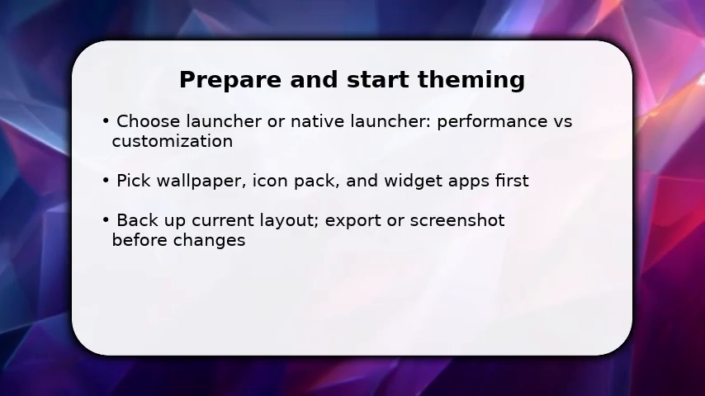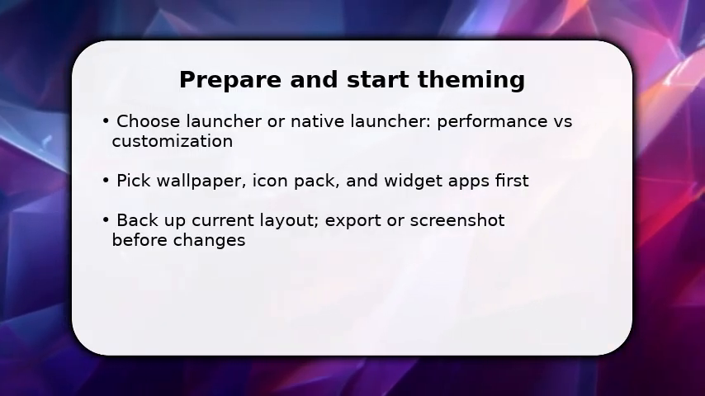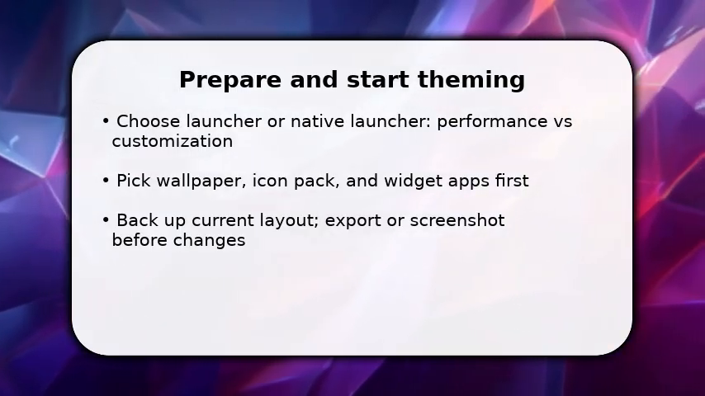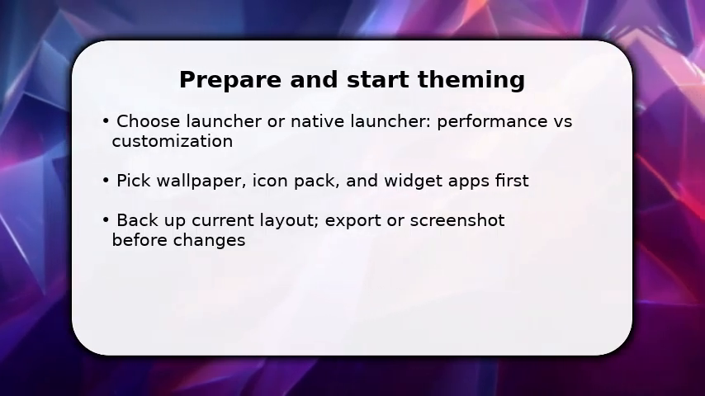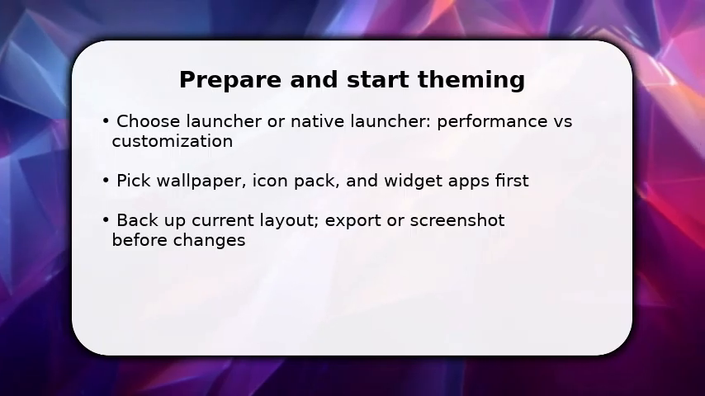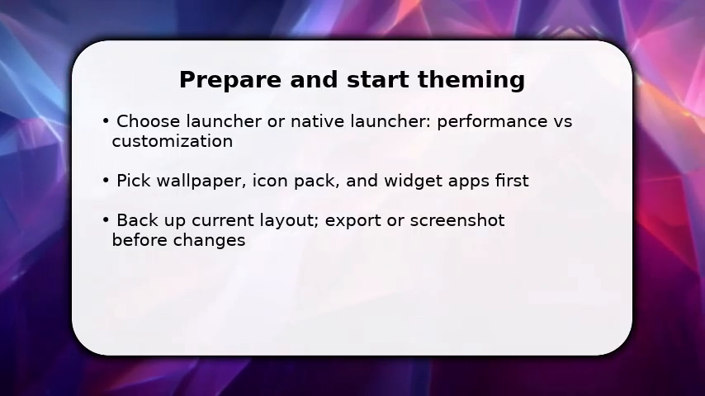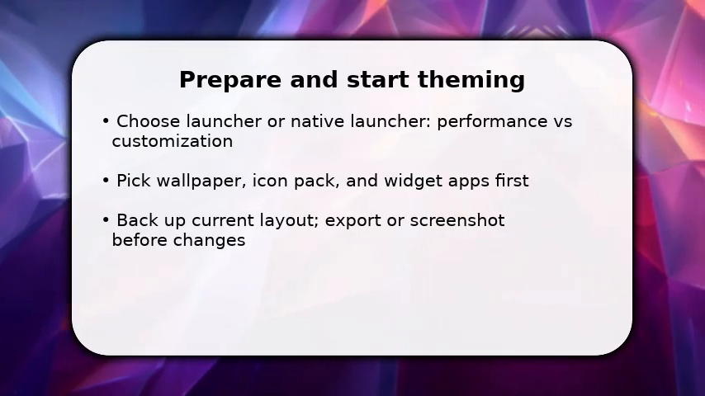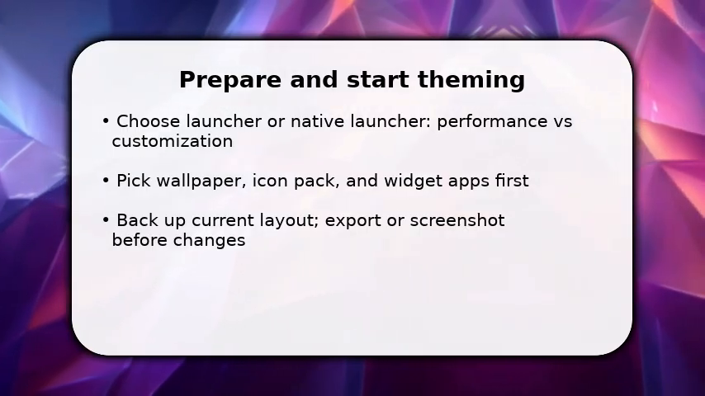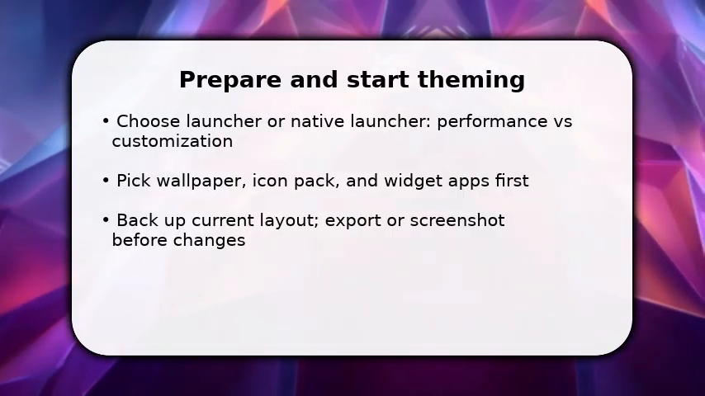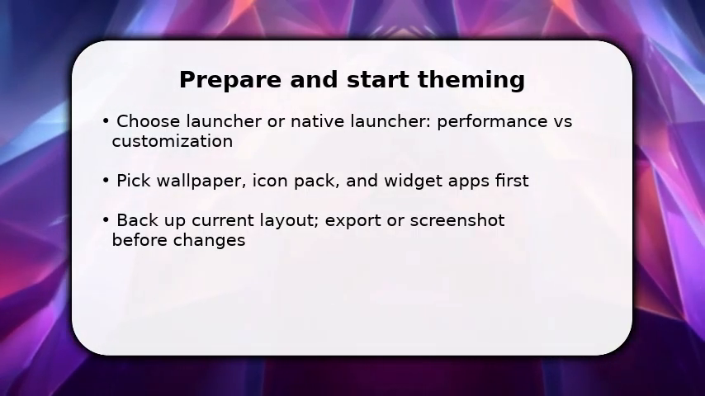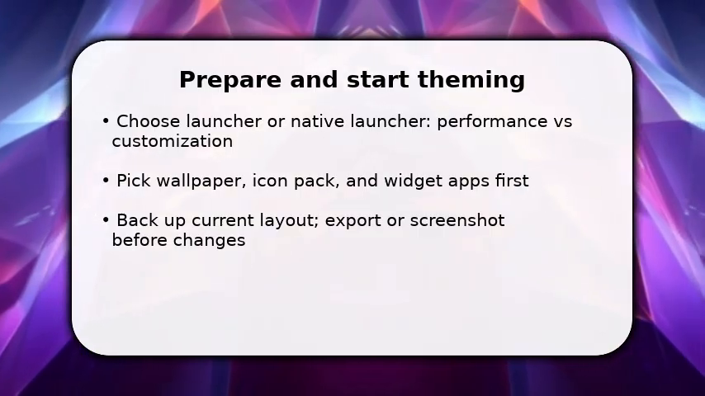You're about to change your home screen now. Don't stall. Pick a launcher or confirm your phone's built-in options, then install an icon pack and a widget app. Choose a wallpaper that sets contrast and mood. Darker or lighter backgrounds change icon legibility. Backup or screenshot the current layout so you can revert if needed. Once done, apply the wallpaper and icon pack to see the immediate effect and prepare to refine grid and widgets.